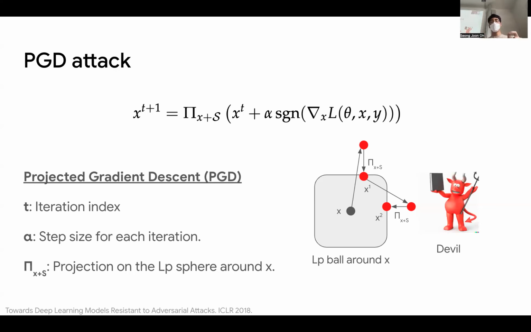And if you do this multiple times, then obviously you're going to find a much better estimate of an even more worst-case sample for your model compared to, let's say, FGSM, which is just a single-step method.